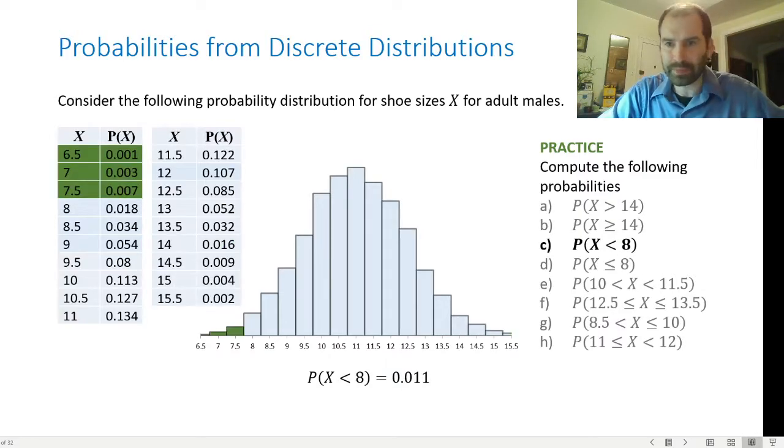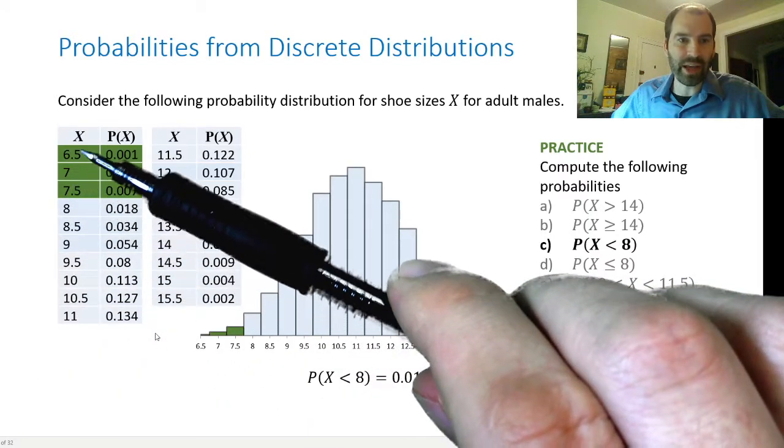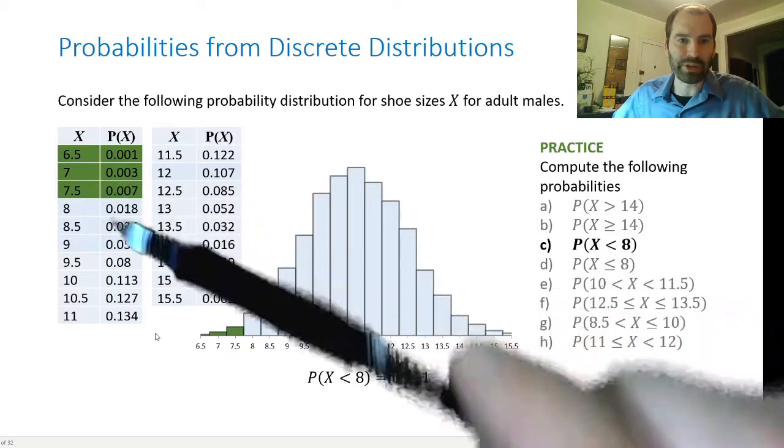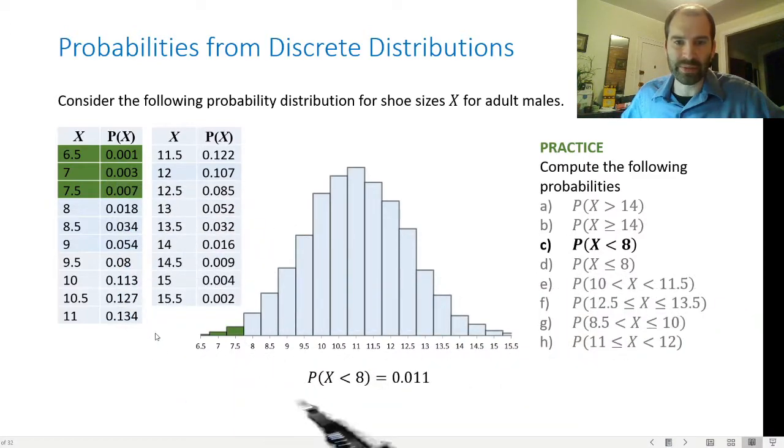Next one, probability that x is less than 8. Well, here we have the numbers that are less than 8, that's these. Add up those probabilities, or the heights of these bars. You get 0.011. Okay, what about the next one? Probability that x is less than or equal to 8.